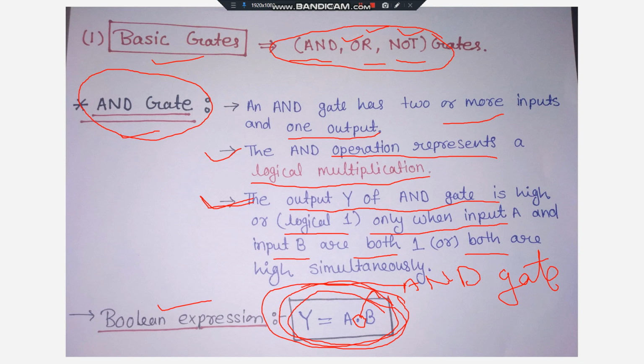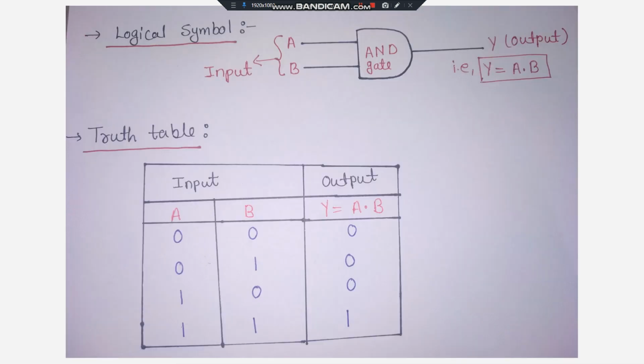For example, if we have three inputs, then we will write A dot B dot C, which is equal to Y. Similarly we can write the Boolean expression for n number of inputs. As I told you, the AND gate can have n number of inputs but only one output. So this is the definition of the AND gate, and we have seen some important points about it, and the Boolean expression. Now we will see the logic diagram of the AND gate.